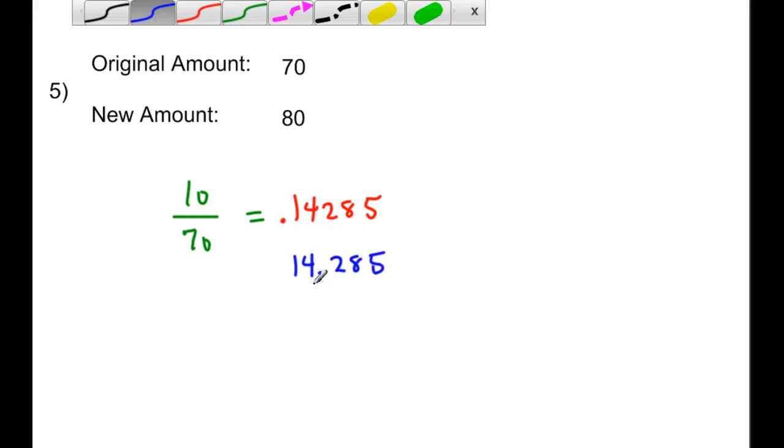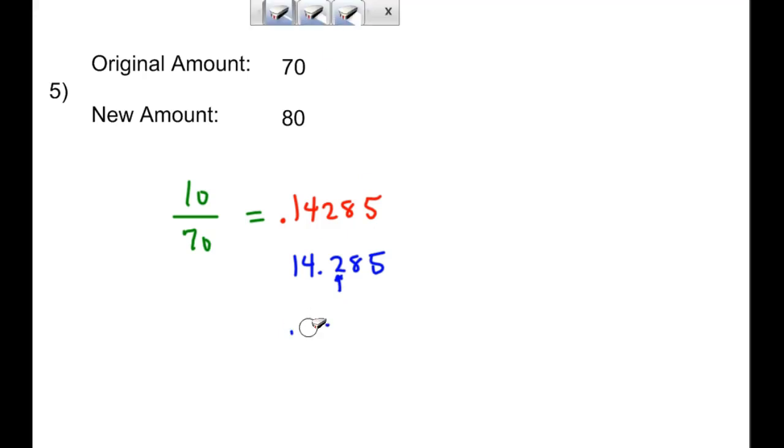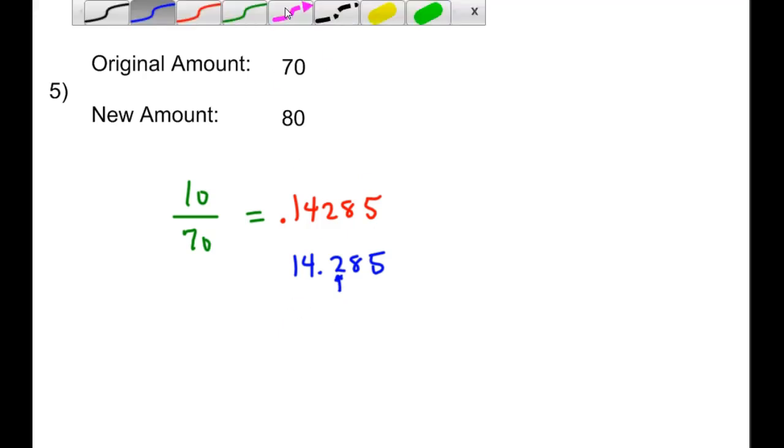Okay, move your decimal 2 places to the right, so now it's 14.285. I only need 3 total numbers. You can go more if you want to. So we look at the third number and decide if we're going to round it up or down. Round it up or keep it the same by looking at the number after it. The number after it is 5 or greater, so this one's going to go higher. 14.3 would be the best answer. Okay, 14.3. Because we've already moved the decimal, we will say percent. This got bigger, and so this is a 14.3% increase.